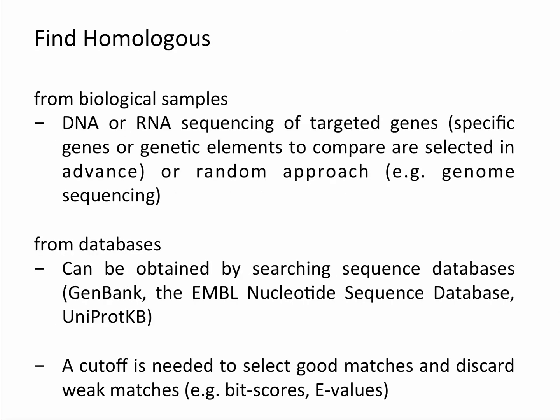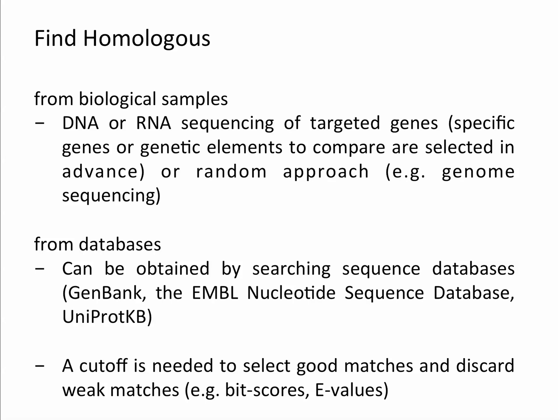Once we have selected our sequence for study, homologous sequences could be obtained from different methods. One is to obtain the sequences of interest from biological samples, which could be amplified and sequenced using specific primers in the case we are interested in a particular gene, or using a random method, using a shotgun sequence approach if we are interested, for instance, in comparing whole genomes.